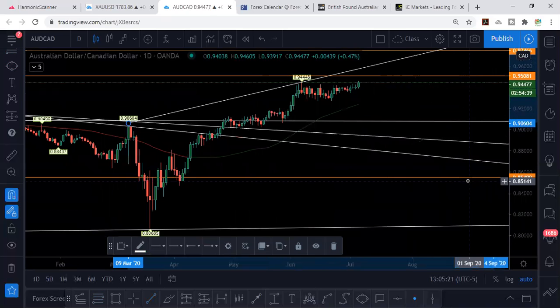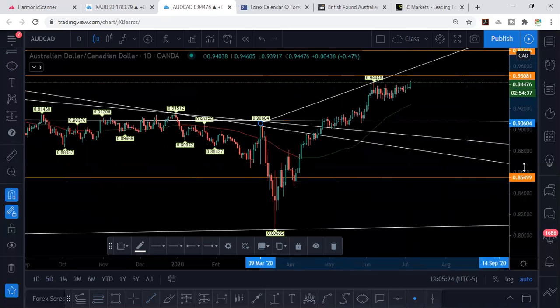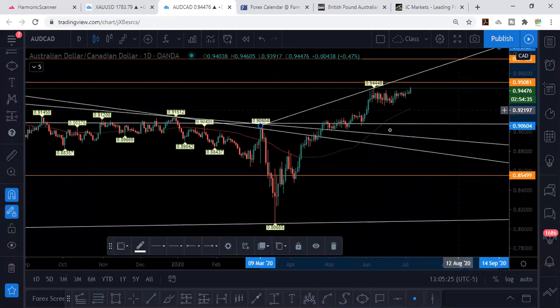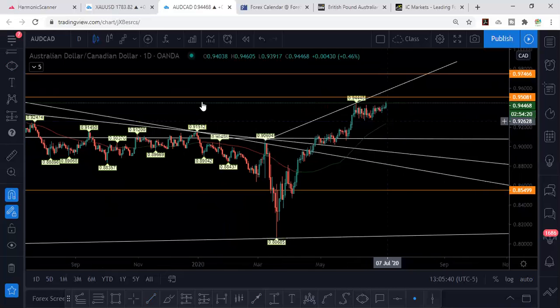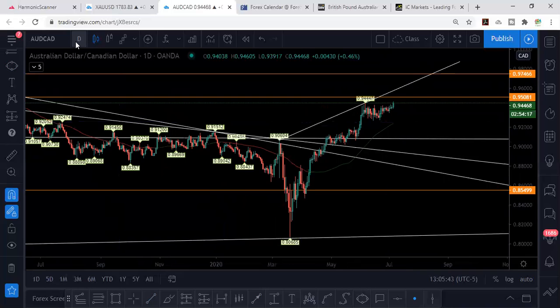So on my trend line too, I'll just be waiting. If it breaks here, we'll definitely be looking to buy towards this place. Okay. But until then, we don't, and that's going by the daily chart.